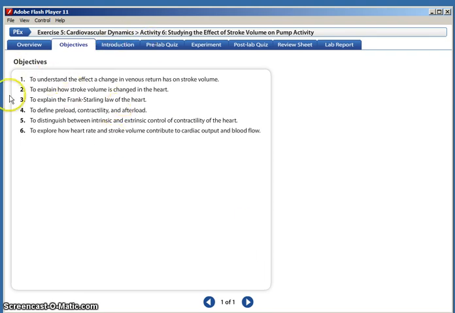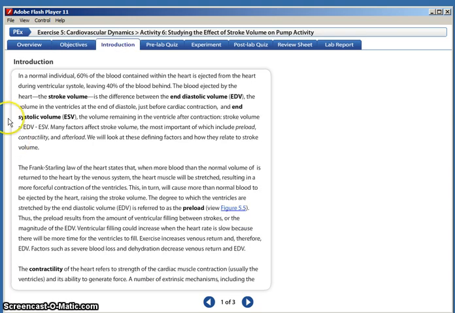So the objectives are really important in this exercise to come back to and say, okay, here's what I was supposed to be looking at. Did I actually get that? The introduction should look a little bit different, because it's addressing specifically these relationships. The introductions are very good because they're reinforcing the concepts we looked at in our lecture.